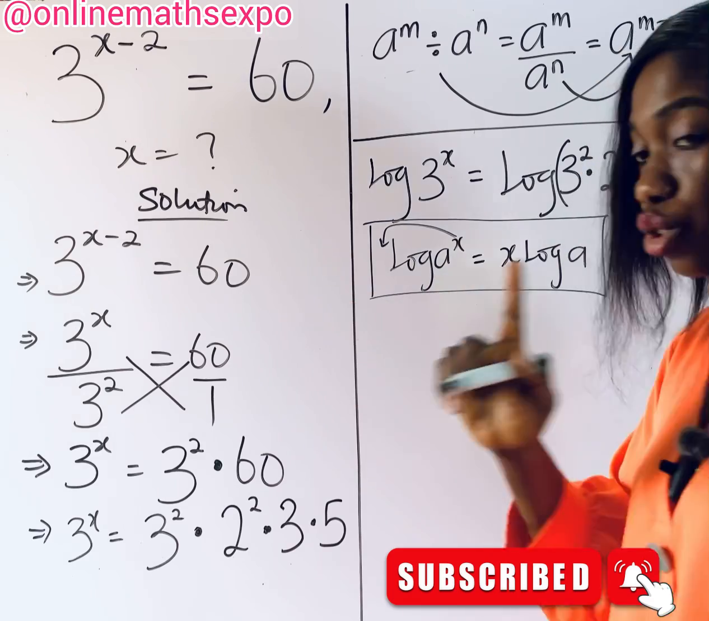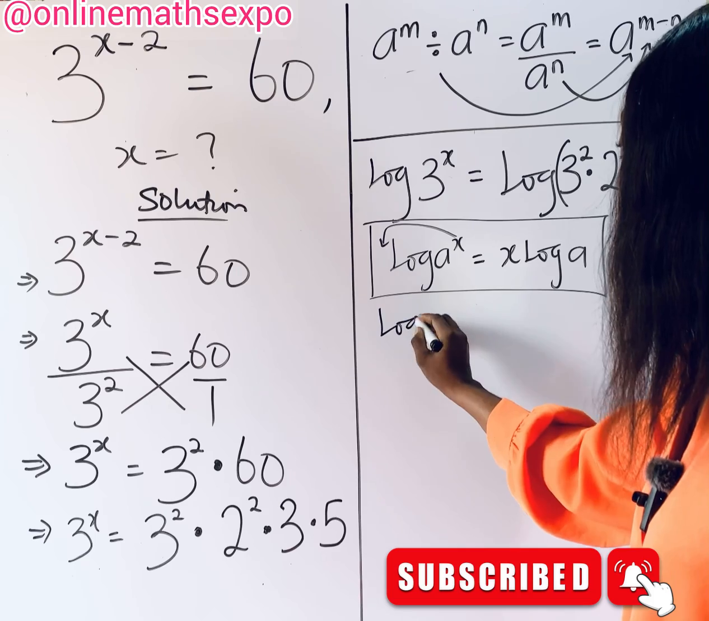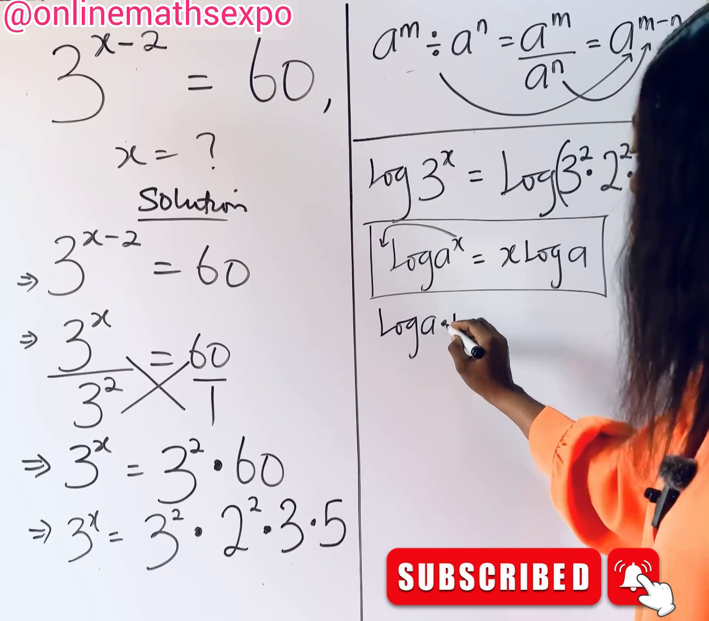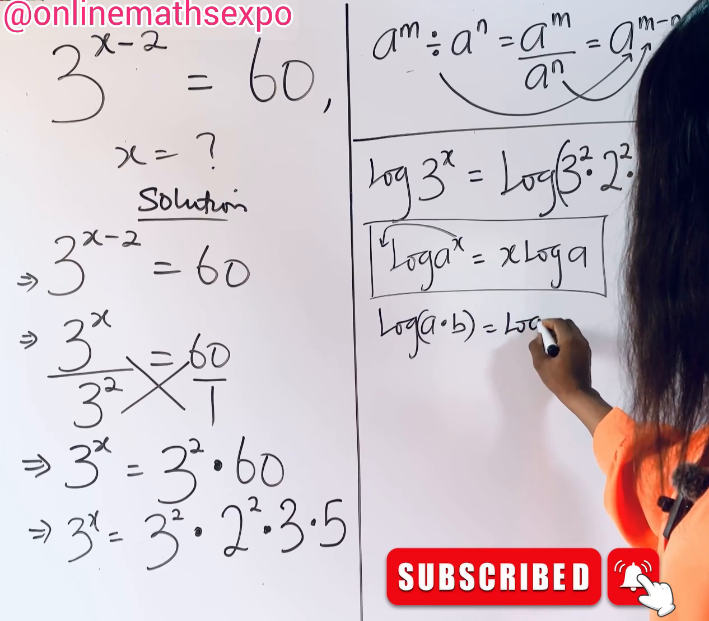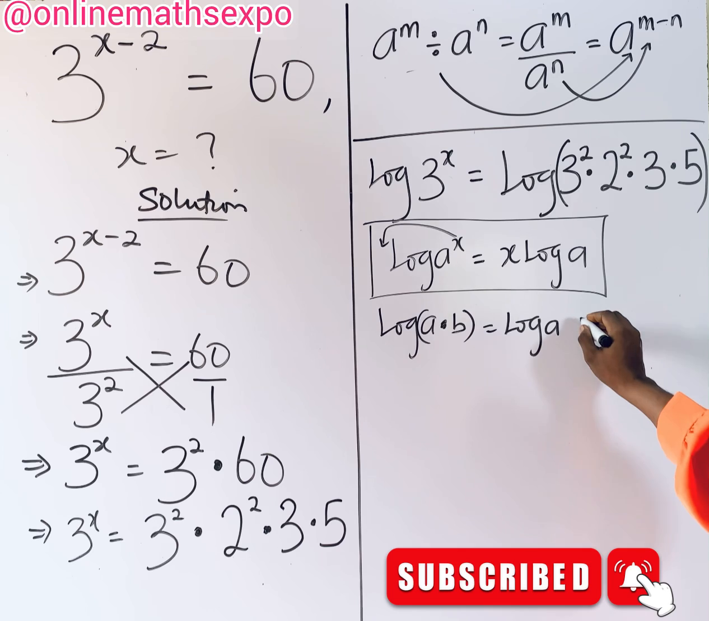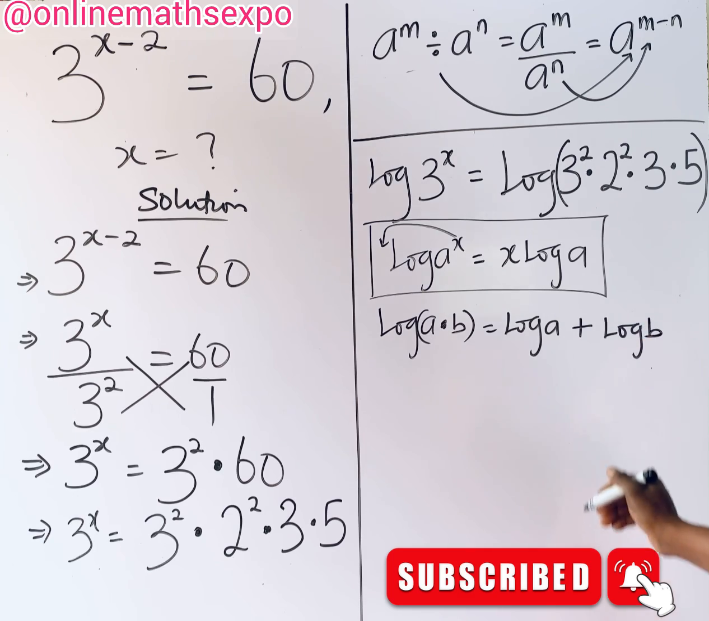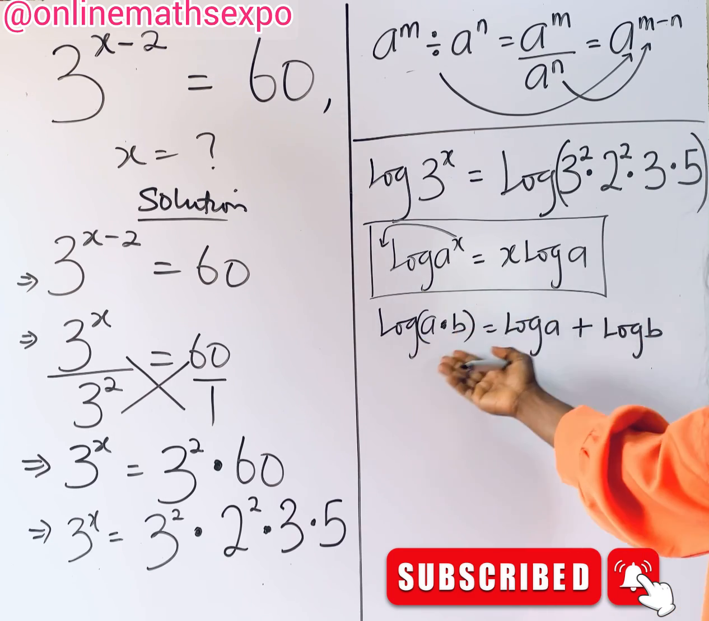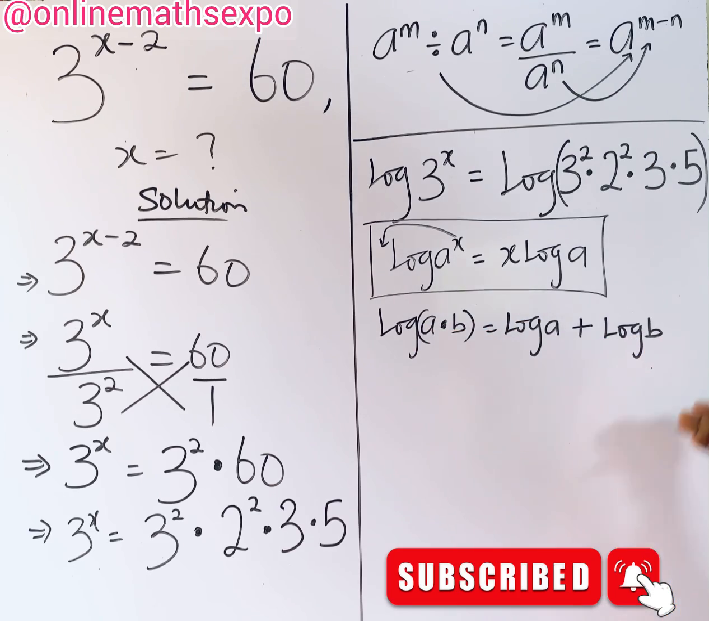Then the second one you should also remember is that if you have log of a multiplied by b, you simply have it as log of a, the multiplication sign turns to addition, so you split the log to the number b. So it's going to be log of a plus log of b. I hope you're with me. It continues that way. If you keep having three numbers multiplied together, you keep expanding in this form.